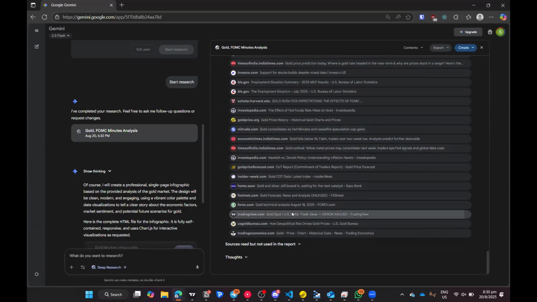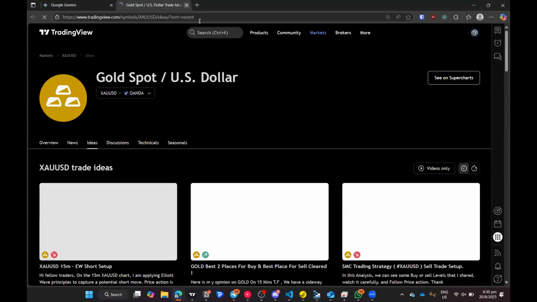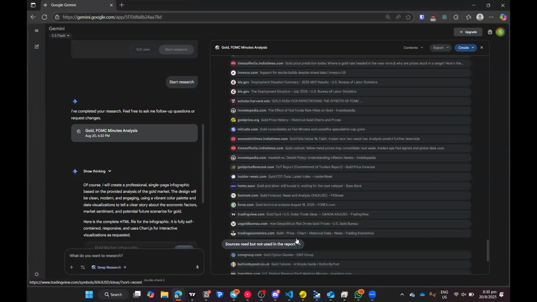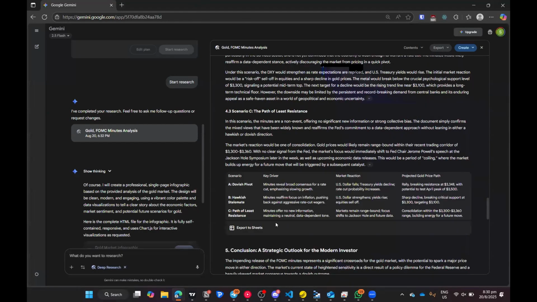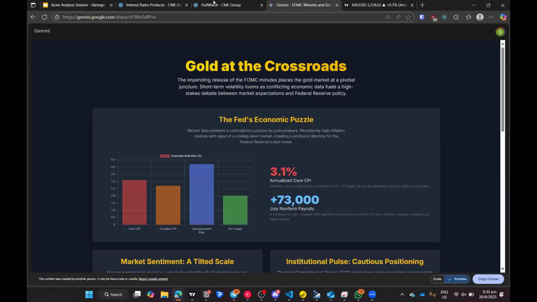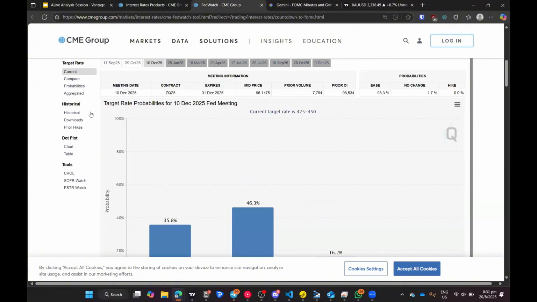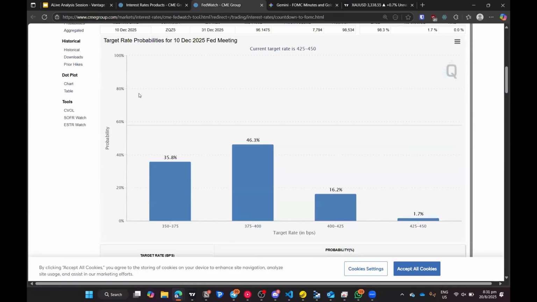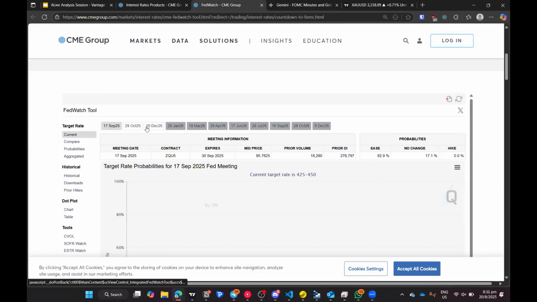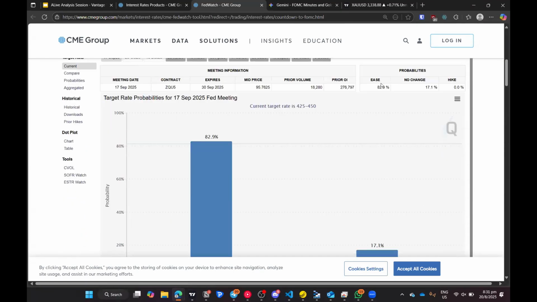TradingView is probably to get the latest price, and all of this information that is shown here. And of course, you can share this with anyone who's interested. So this is Gemini, and then we have the FedWatch tool. Very important. Even though this looks a bit old, it still serves its purpose in telling us the reaction of the markets.